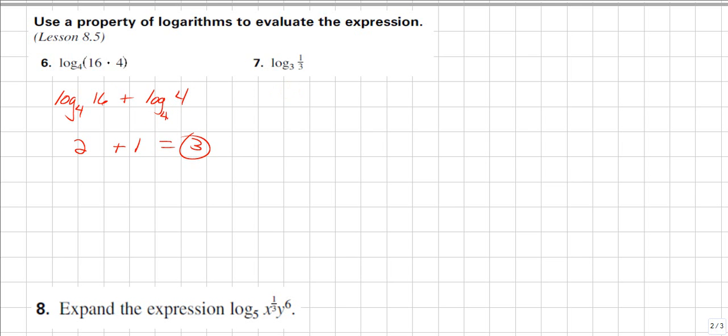Okay, moving to number 7, inside the logarithm I have a division, so I'm going to subtract the logarithms. So I have log base 3 of 1 minus log base 3 of 3. Log base 3 of 1, that would be 0: 3 to what power gives me 1? 3 to what power gives me 3? That would be 1. So 0 minus 1, that'd be negative 1.